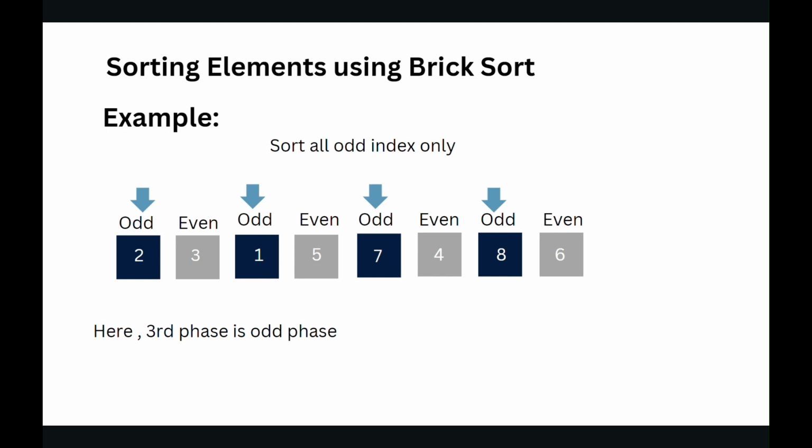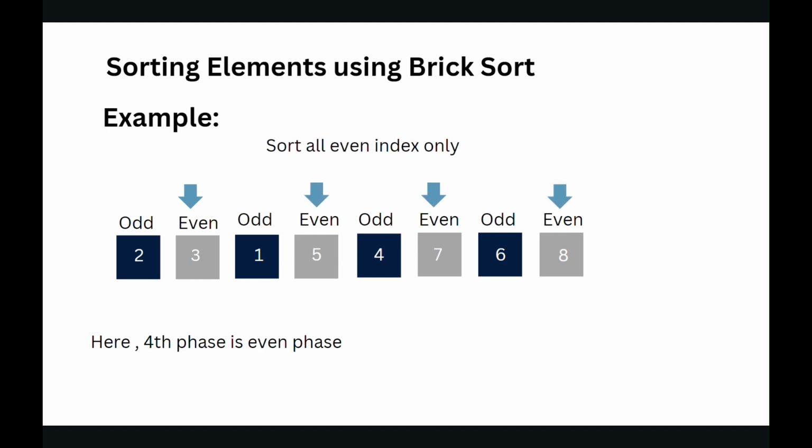Next odd index is 7 and its successor element is 4. 7 is greater than 4, therefore swapping should be done. Next odd index is 8 and its successor element is 6. 8 is greater than 6, therefore swapping should be done. Up to now, third phase, that is odd phase sorting, is completed. Now let's move into the next phase.